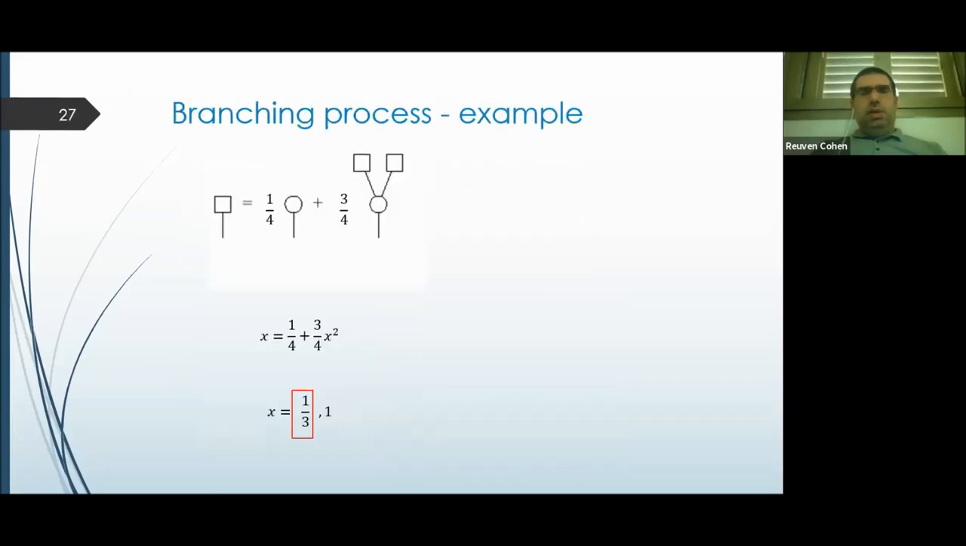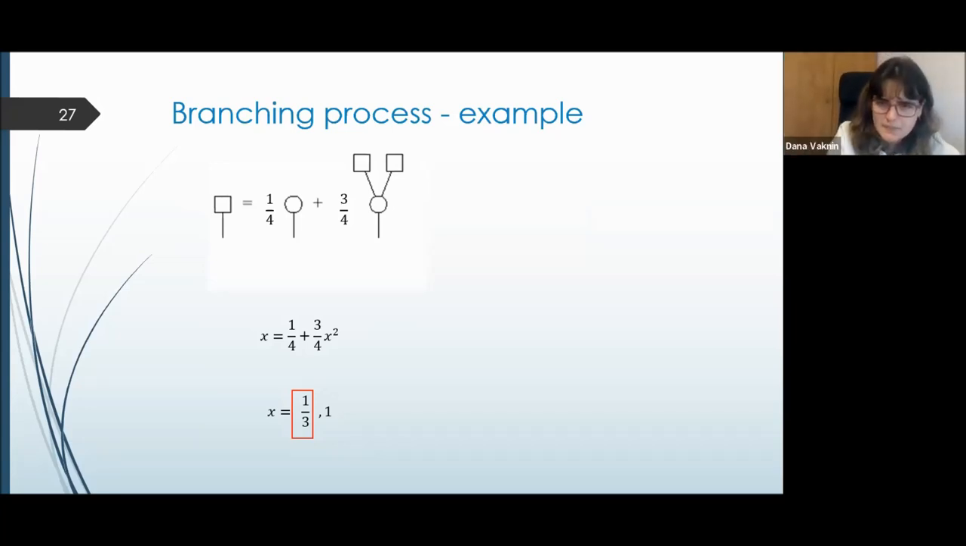Okay, so are there any questions before I continue? Yes, there is one question. Can epidemics be modeled as branching processes?